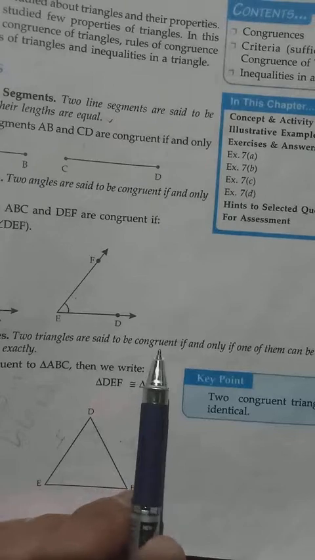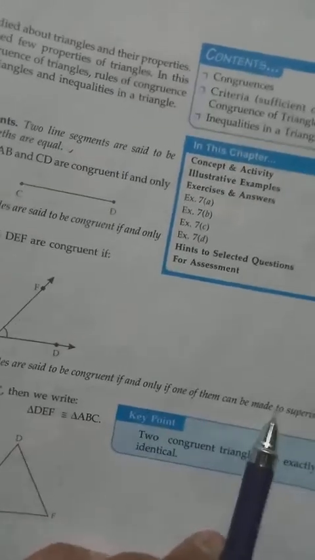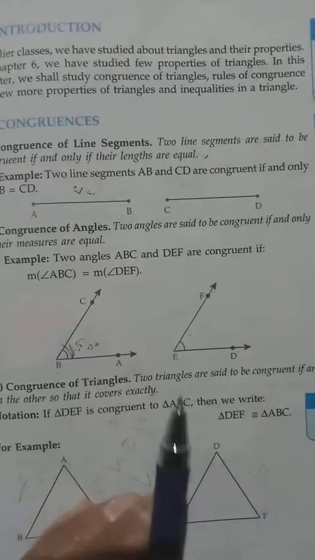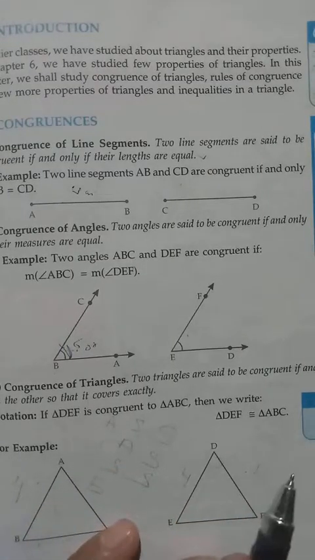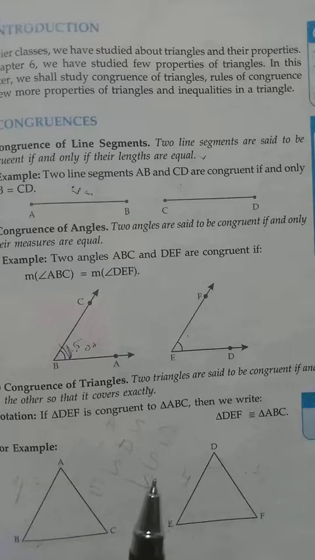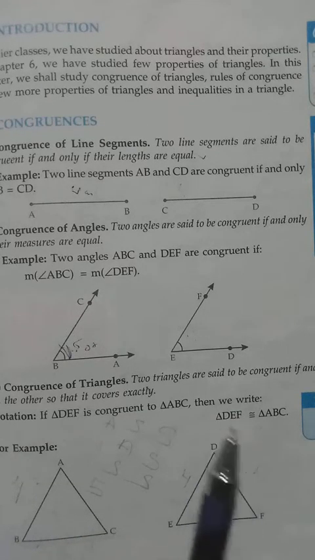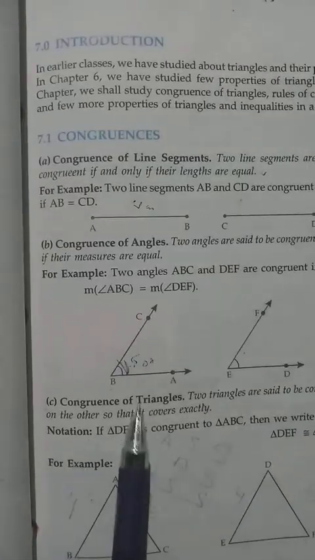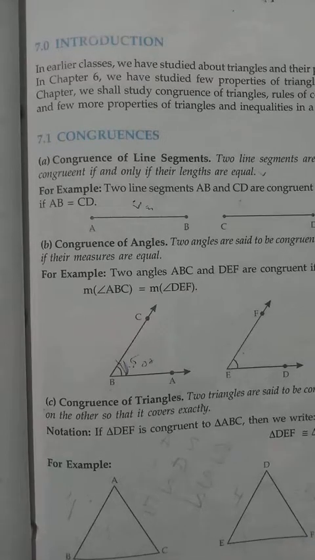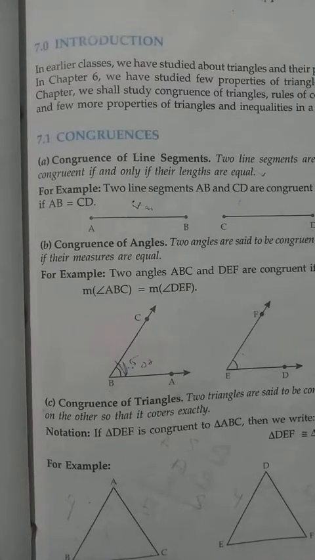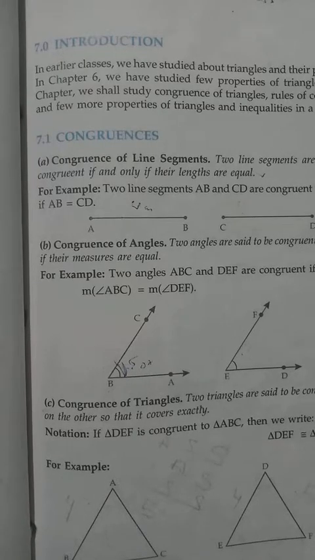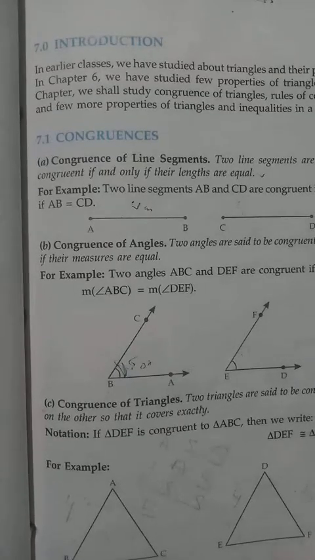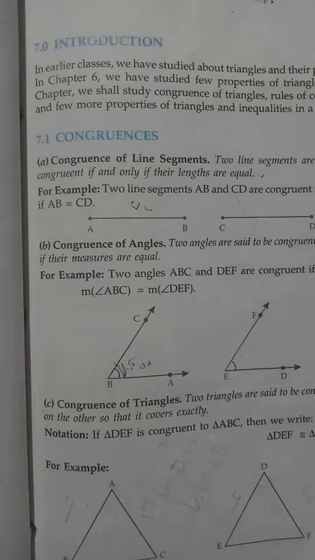So 2 triangles are said to be congruent if and only if one of them can be superimposed. That means we put one upon another and everything is equal in size. If we put one upon another, we cannot see the other, because everything is the same. That is what we call congruence. Then to prove triangle congruence, we don't need to prove all 6 conditions. We don't need all 3 sides and all 3 angles. If we get at least 3 of those conditions, then we will say they are congruent.